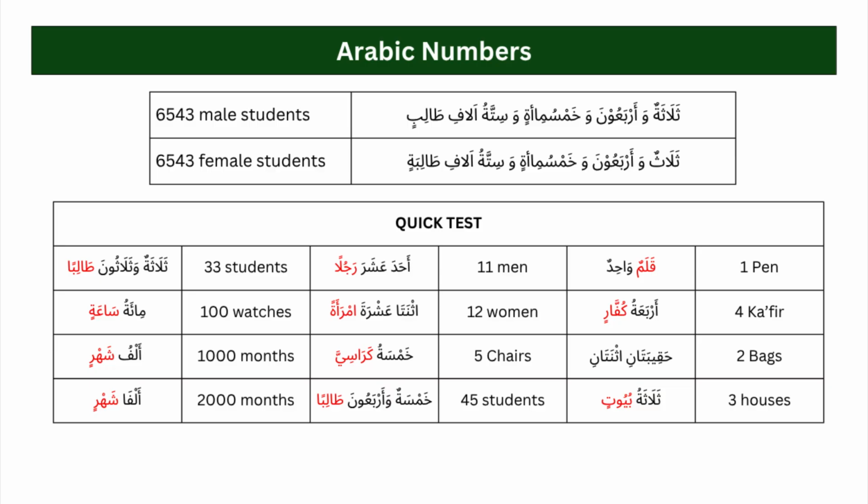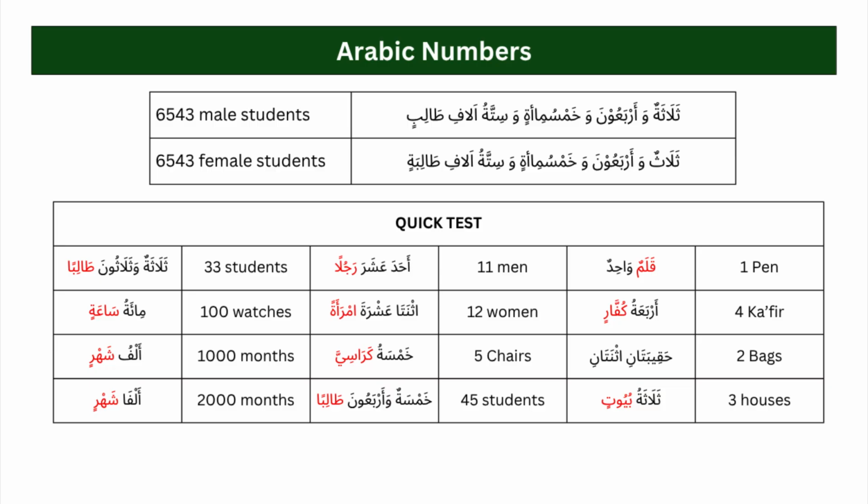100 watches. Mi'atu sa'atin. This follows the 100 rule. Mi'a in idafa, counted noun singular and majrur. 2 bags. Haqibatani ithnatani. This follows the 2 rule. Noun first, number after. Agreement like sifa.